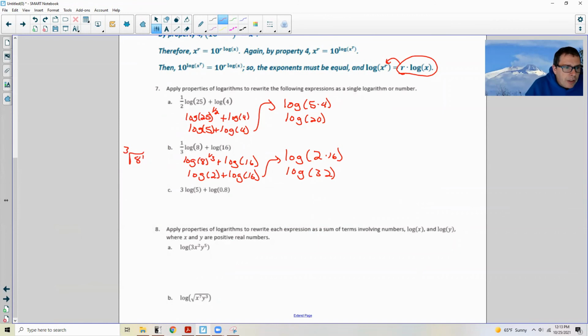Okay, so for this one, this power is going to go up here. So this is going to become the log of 5 cubed plus the log of 0.8. And I'm going to use my rule here, the log of 0.8. Let me see, how would I want to represent this? Let's just leave that 0.8 for now.